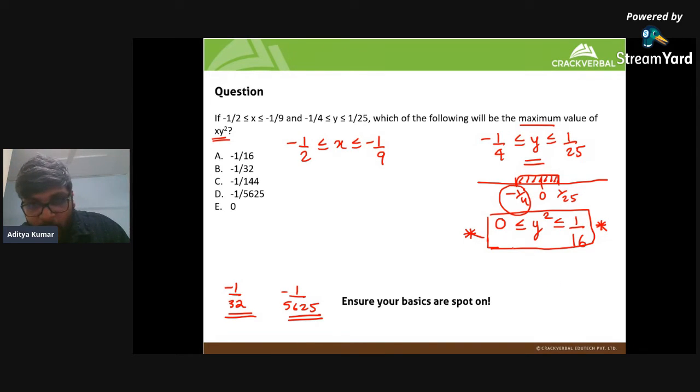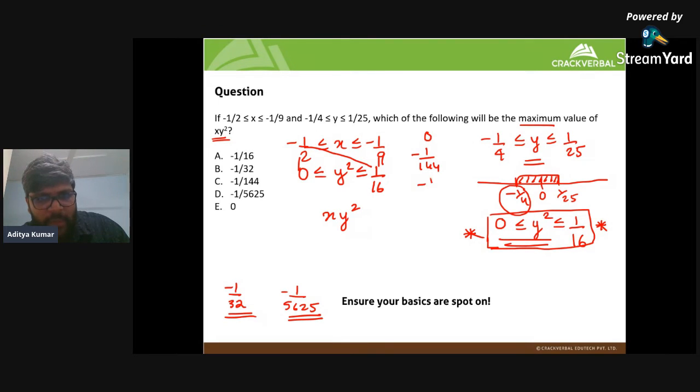For those who didn't, and squared and got the range of y square very quickly, all you had to do was put it below, or even at this point, if you can analyze the equation, that is also fine, but I would put it one below the other. And since it's asking me for x into y square, I will work with the extreme values. So half into 0 is 0. 1 by 9 into 1 by 16 is 1 by 144, minus 1 by 144. Minus half into 1 by 16 is minus 1 by 32. And minus 1 by 9 into 0 would be 0.